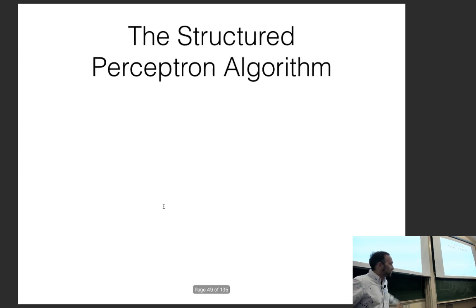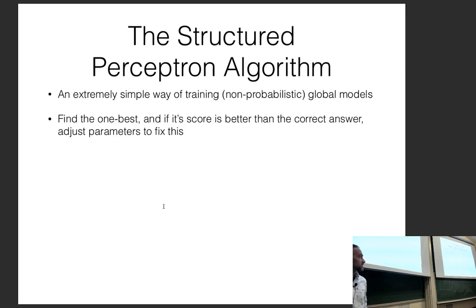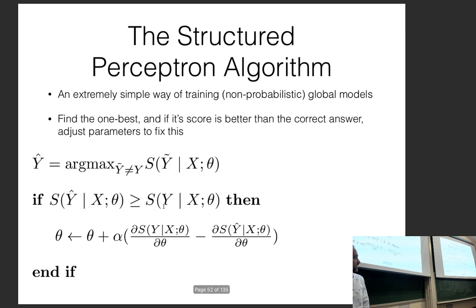So if we don't need a probability, that opens up our possibilities to lots of other things. So one example of a structured training algorithm is the Structured Perceptron Algorithm. I think in the reading it was called like the Global Perceptron, or I forget exactly what it was called. It's normally called the Structured Perceptron Algorithm. And it's an extremely simple way of training non-probabilistic global models. And basically what you do is you find the one best output according to your current model. And if its score is better than the correct answer, adjust the parameters to fix this. So this is the algorithm. This is your beam search or greedy search or whatever way you can find the thing with the best score.